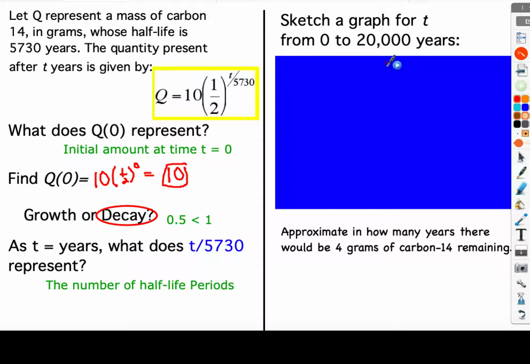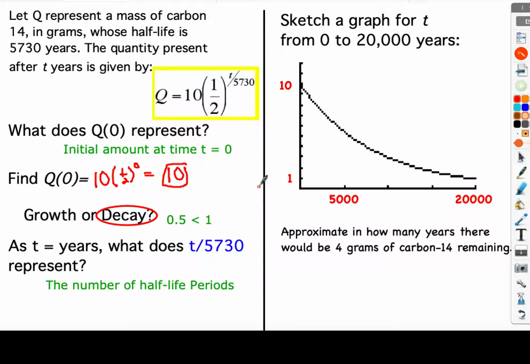So let's look at a graph of it over 0 to 20,000. Remember, after about 5,730, notice that's going to be right in this area here. We're right about that 5 on our graph, right there at about 5,000. After another 5,000 years, we're going to be at half of that, and half of that, and half of that. So even after 20,000 years, right?